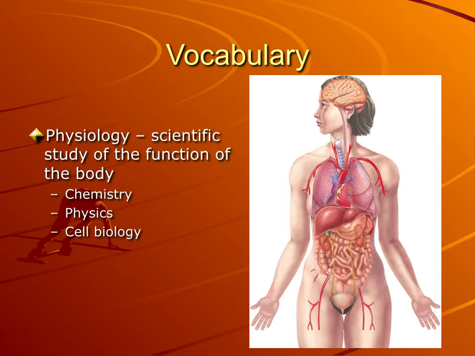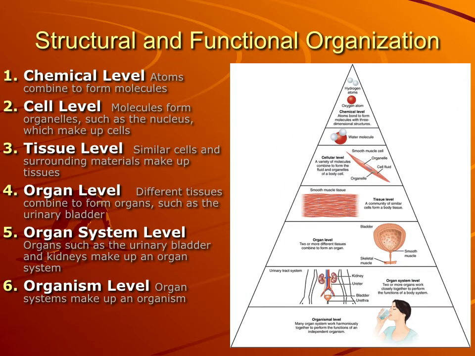Lots of physiology is based on chemistry, physics, and cell biology. What do cells do at certain conditions? How do certain chemicals interact? What happens when you have two chemicals next to each other? Lots of physiology happens at this very small chemical and cell level. The function of whole organs depends upon their cells and the chemicals that make them up.